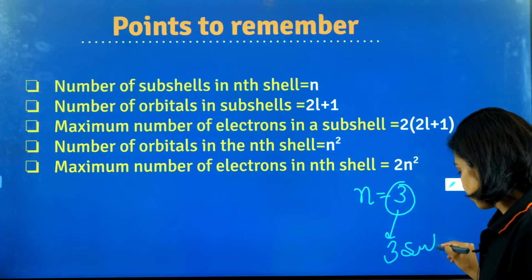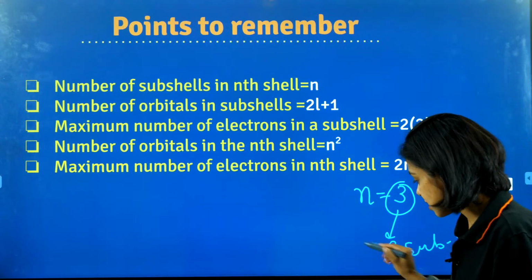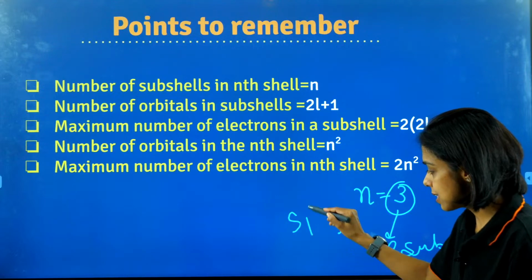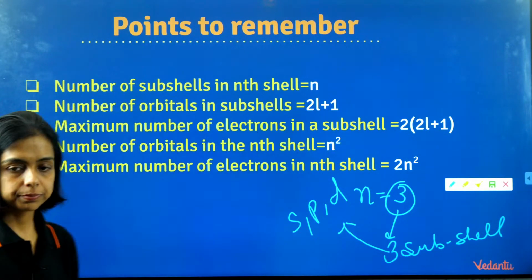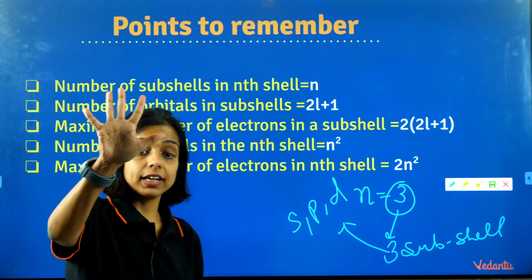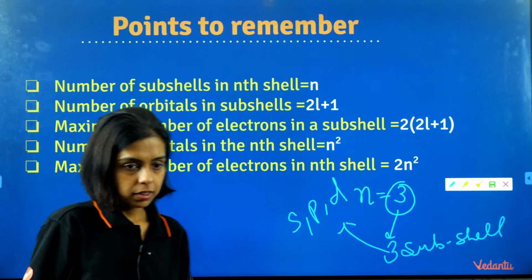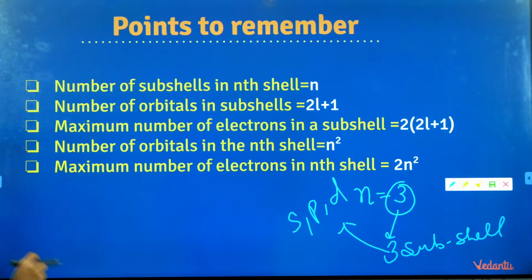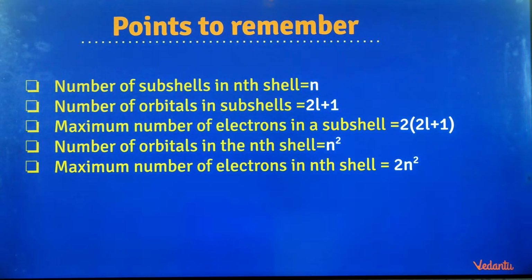The number of subshells is equal to the number of the shell. That means the third shell has 3 subshells. What 3? One is S, another is P, another is D. If you have the 5th shell, it will have 5 subshells: S, P, D, F, G. So this is basic, important information that you should keep in mind, guys.